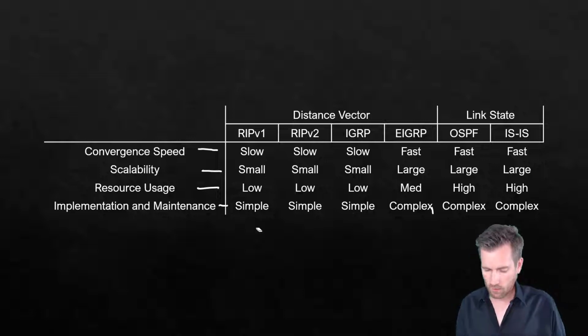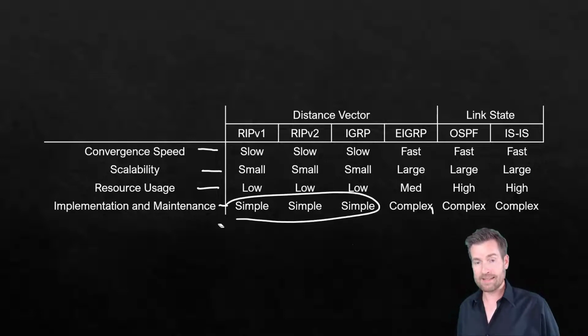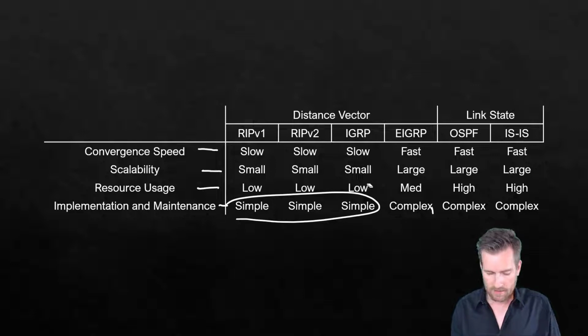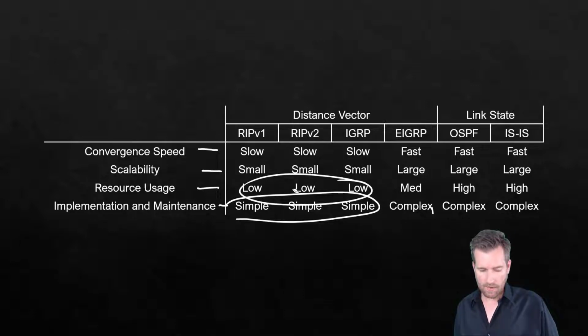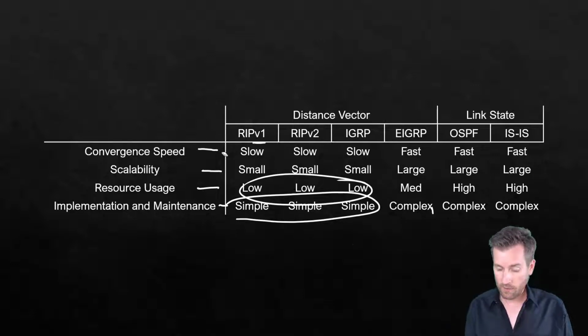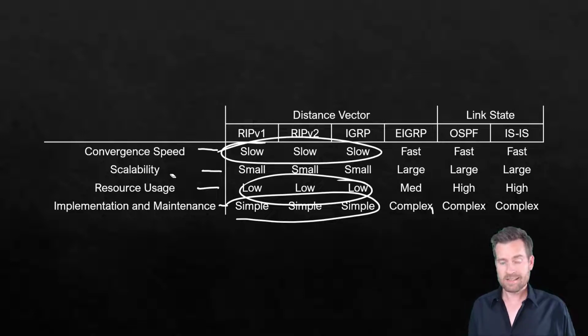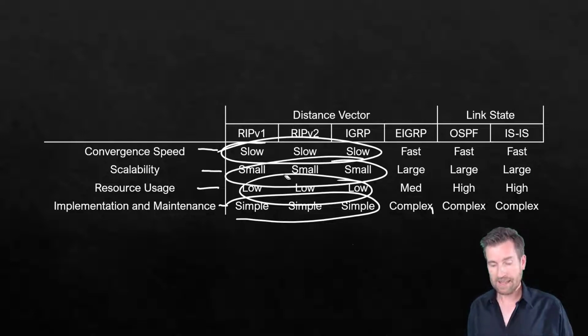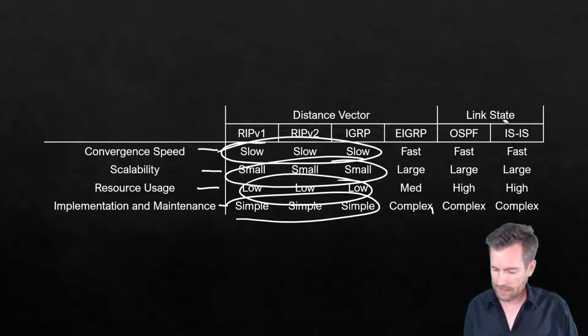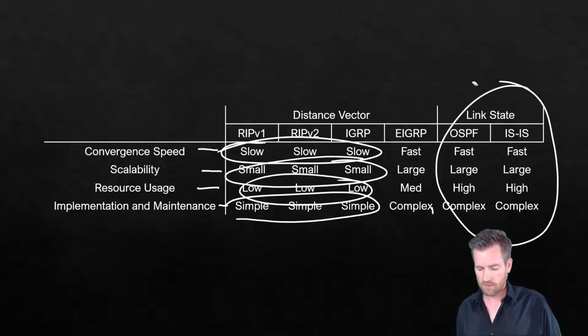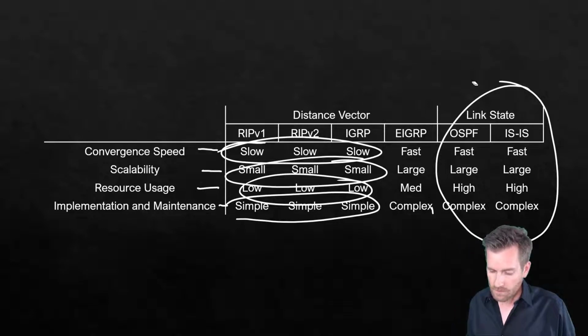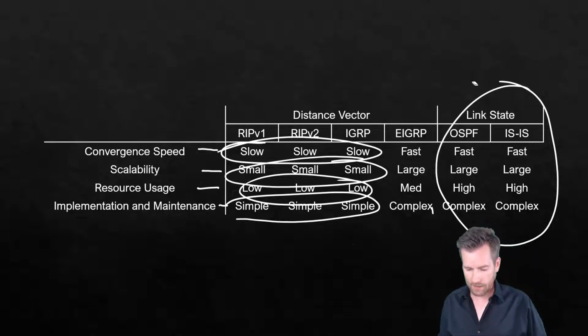And distance vector, once again, for the most part, we see that it's simple to implement. It takes up lower usage from a resource standpoint, although convergence is slower. Scalability, it's not really scalable. Versus the link state, we have much faster convergence, but it's much more complex to implement. Resource usage can be higher.